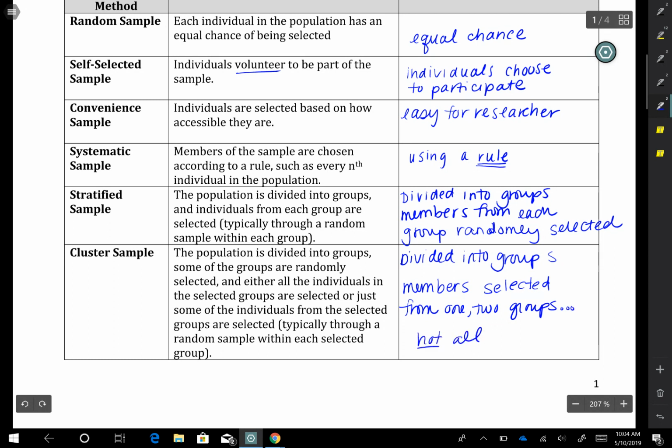So for instance, let me give you an example. If I had, let's come back to high school, I'm going to divide all the students into their grades. So 9, 10, 11, 12. If I was going to do a stratified sample, I would randomly choose 25 ninth graders, 25 10th graders, 25 12th graders, and 25 11th graders. So 25 from each class. However, if I was going to do a cluster sample, I would only choose from, let's say, the ninth graders. That would be a cluster, or maybe just the 9th and 12th graders, okay? I'm not selecting from all groups.